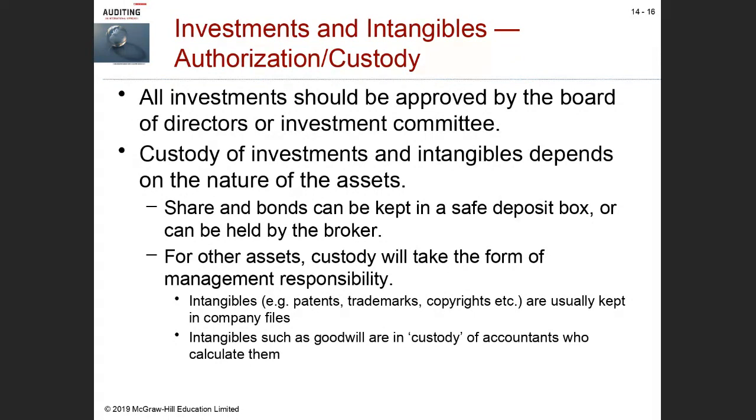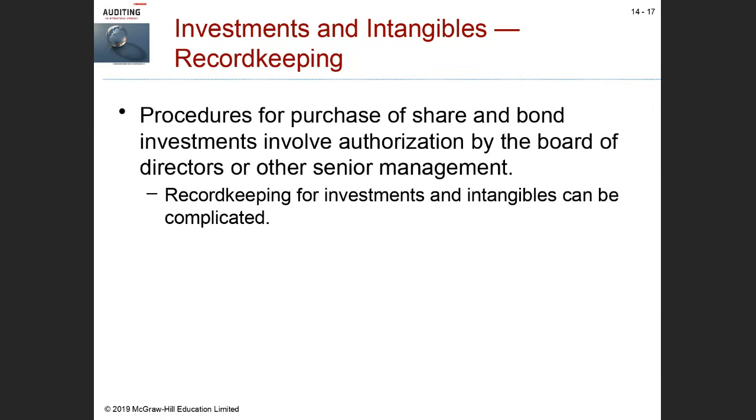Intangibles, such as goodwill, are in custody of accountants who calculate them. So custody, it's not physical custody, is it? But it's control or custody over the balance that's appearing in the financial statements. And is it correct or not? Has there been an impairment in goodwill? Someone has to be responsible for the accounting over the balance to ensure that it is appropriate. And so that person who's in control over ensuring the balance is appropriate has custody of that balance because they have management control over that balance.